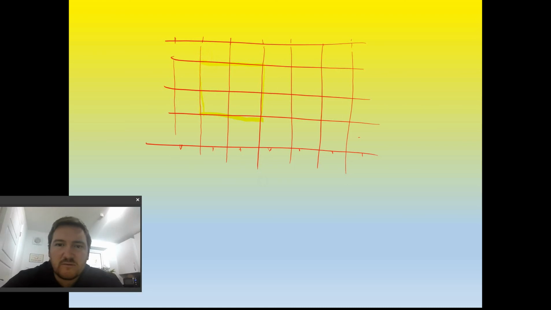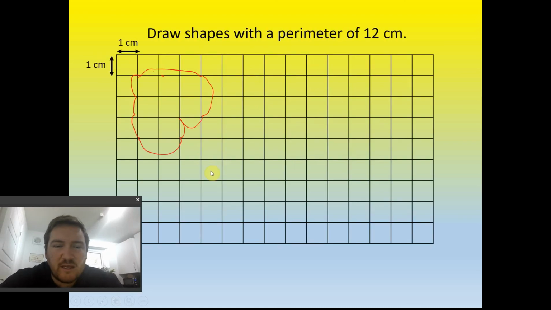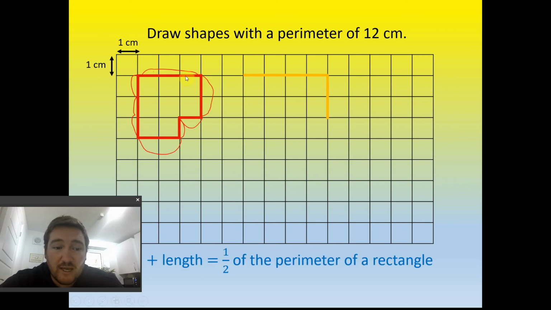Okay, it doesn't have to be perfect. It's just to get you practicing some of those shapes. Okay, so as long as you can have a go, then that's all we ask. Right, so make sure the perimeter is correct as well, guys.